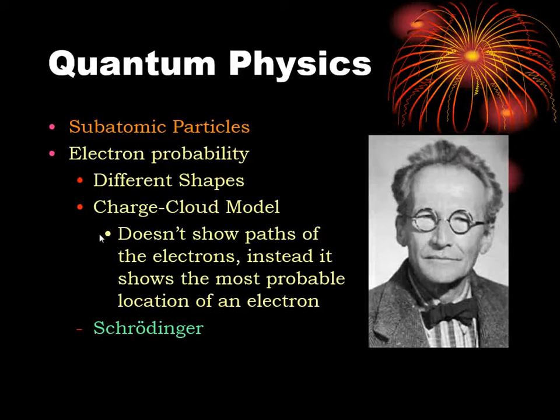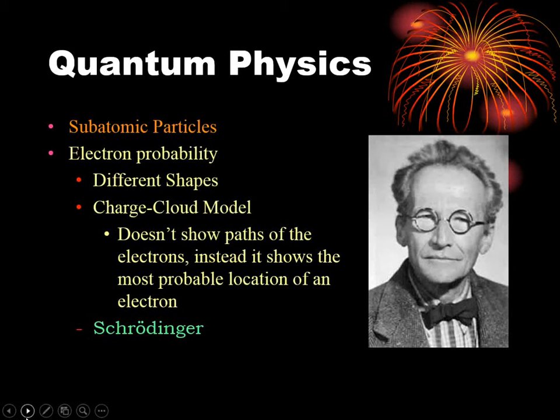Have you guys heard anything about his cat before? Like you read jokes about his cat and stuff like that? That's a joke on his idea of atomic theory, okay? So basically, elements have this probability of the electron being in this certain orbital or this orbital. They all have different shapes, and they're called the charge cloud models. They don't have paths, they just randomly fly around the atom in this orbit or charge cloud, okay?